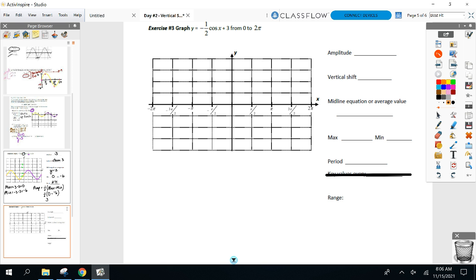All right, now I'm throwing everything at you: a negative, a number out in front, and a shift. I'm throwing everything I can at you here. And we're only going 0 to 2 pi here, so no negatives. Let's fill out as much as we can, period. Let's just get that done. That's 2 pi.